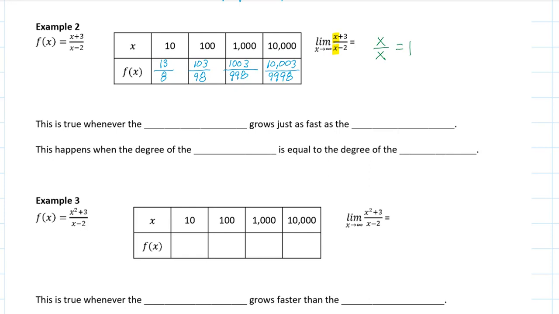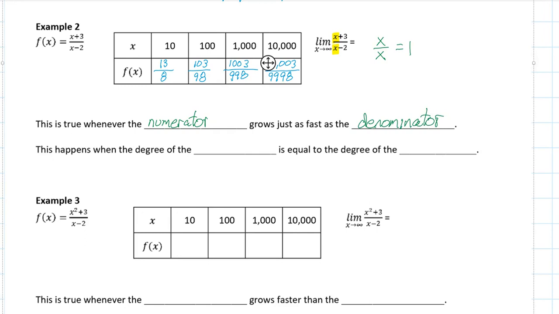Now, the limit isn't always equal to 1, but I can divide these lead terms. This is true whenever the numerator grows just as fast as the denominator. So if this is x over x, I'm going to get 1.